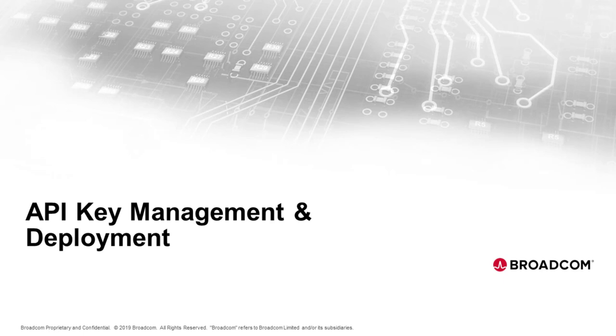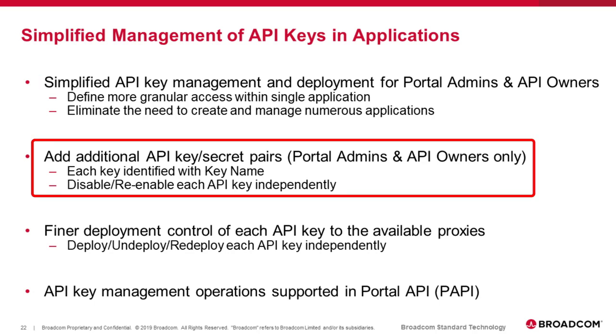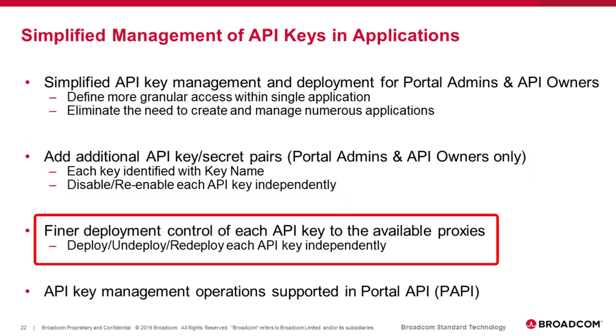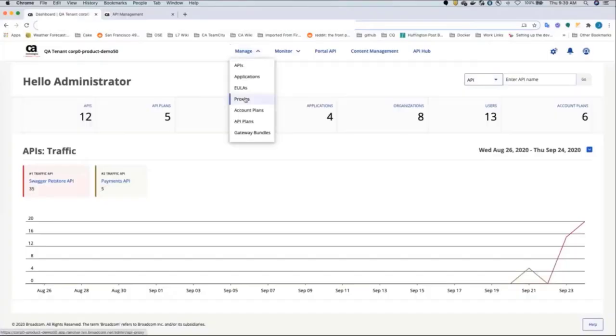This release also features simplified management of API keys and applications. You can define more granular access within a single application without having to create and manage numerous applications. You can also add additional API key and secret pairs and disable or enable each API key independently. Lastly, you can control the deployment of each API key to each environment and the designated proxy. You can perform all of these operations through the Portal UI and through the Portal API.